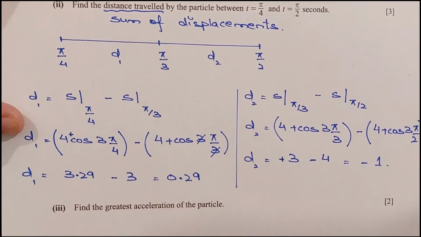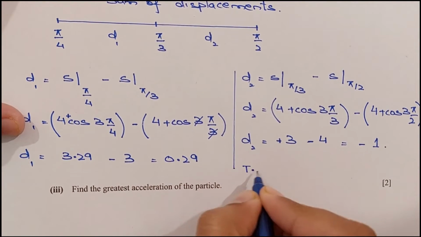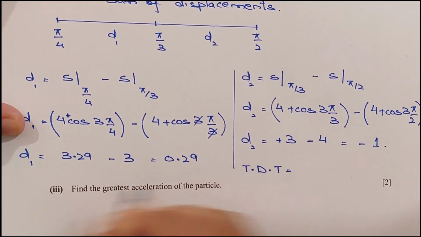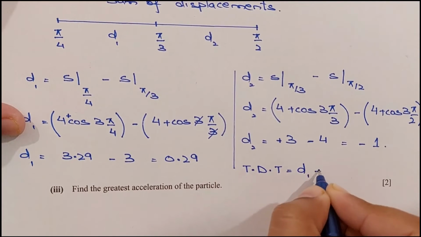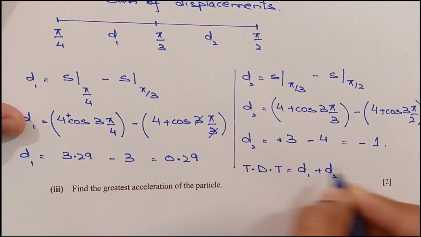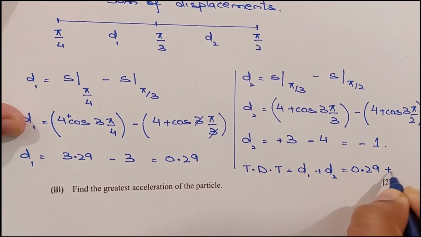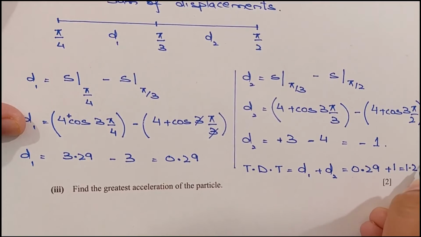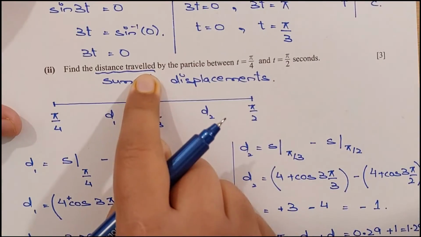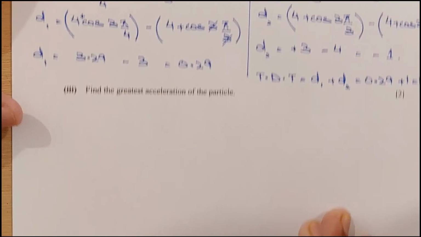So we need to find the distance traveled. The total distance traveled is the sum of displacement 1 and displacement 2. Displacement 1 is 0.29, and distance can never be negative, so we add 1, and this is 1.29, the distance traveled by the particle between pi by 4 and pi by 2 seconds.